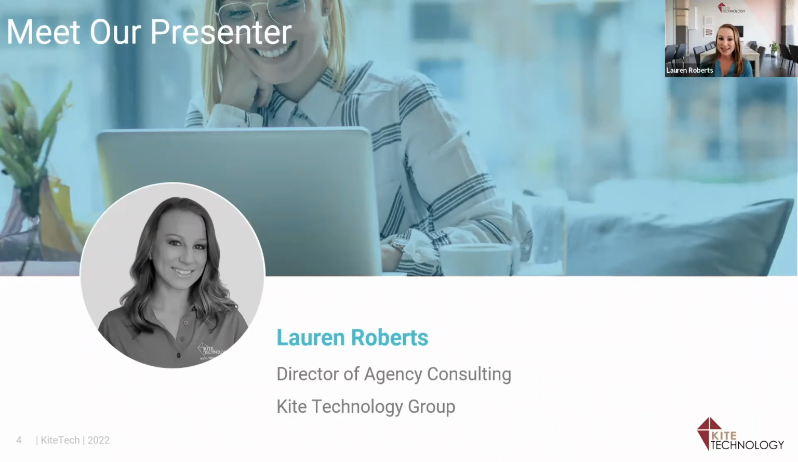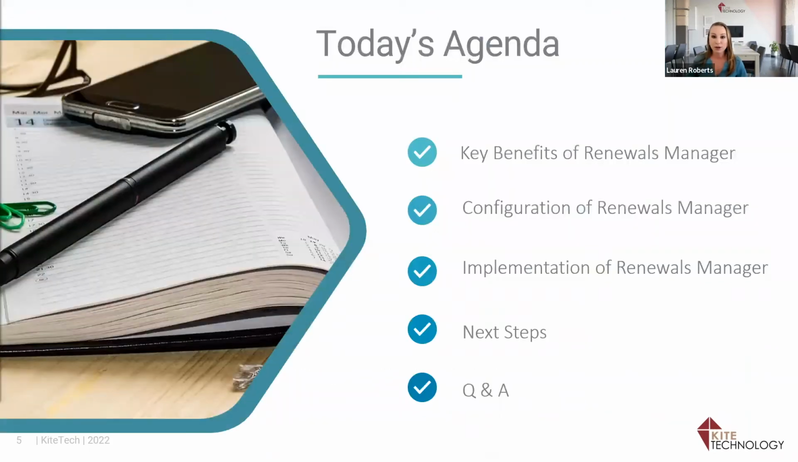So with all that being said, I am going to go ahead and get started with our agenda today. Today we're going to go over a couple of things as far as the Renewals Manager is concerned. The key benefits, of course, how Renewals Manager is going to help you in your agency. I will go over how you can configure the Renewals Manager to better be used within your agency as well, because as we know, Epic is highly configurable and customizable, so we'll be able to give you some tips on how to make the decisions for your agency. And then we'll also talk about implementation of Renewals Manager and how to use that for your own staff. Go over a couple of next steps, just a few reminders as you start using it.